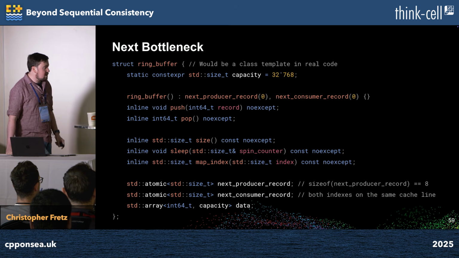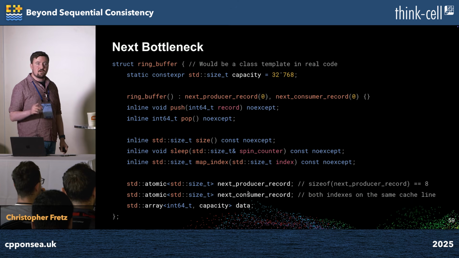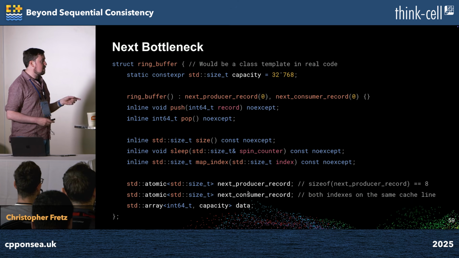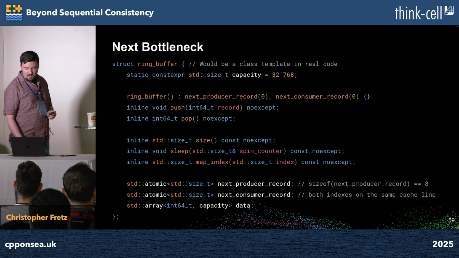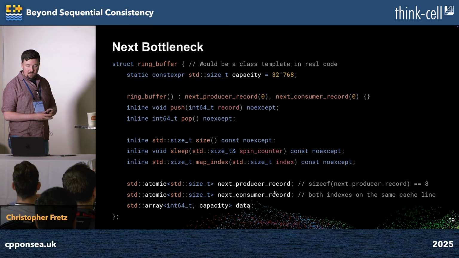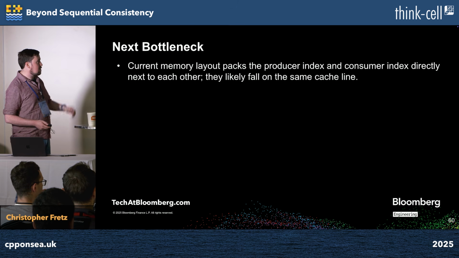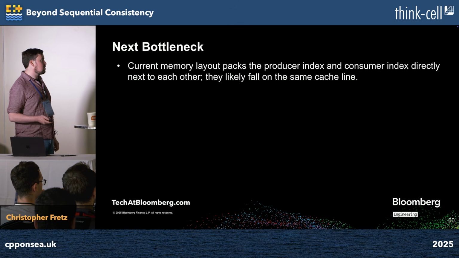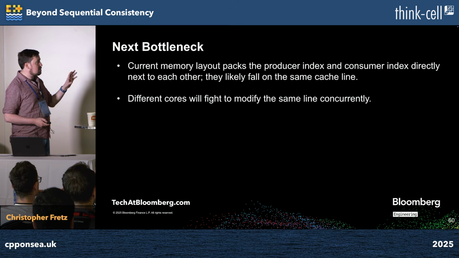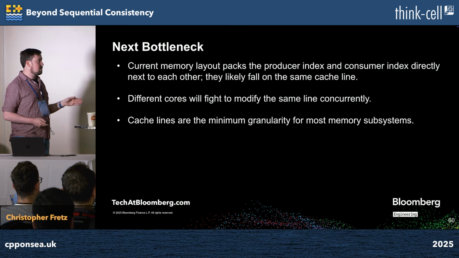The issue here is the way that we've declared these two records down here. This also came up during the inter-process communication talk earlier this morning. The size of this atomic is 8 bytes, so we just have 16 bytes here, and they're right next to each other in memory. So they're almost definitely going to end up on the same cache line. The current memory layout packs the producer and consumer index directly next to each other, and the problem is that different cores are going to end up fighting to modify the same line concurrently.